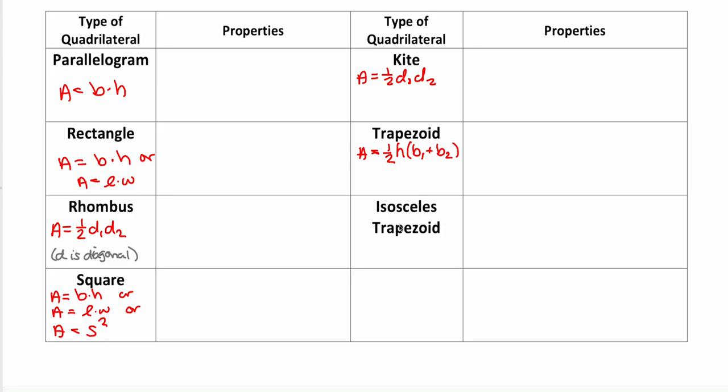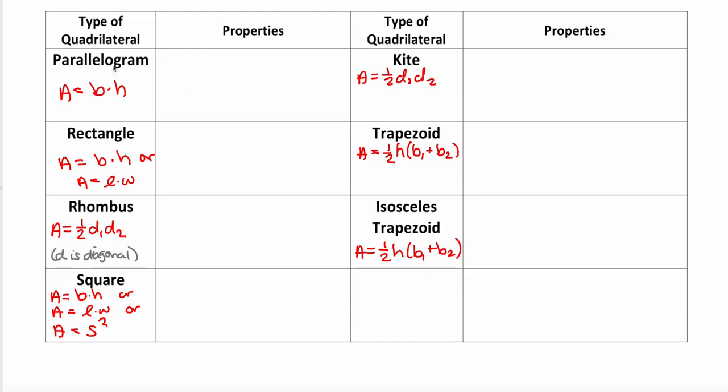And an isosceles trapezoid is still a trapezoid, so we would actually have the same formula for the area. So area is equal to 1/2 height times base sub 1 plus base sub 2. And when we look at the pictures and the properties, this would make a little bit more sense of where bases and diagonals come from.